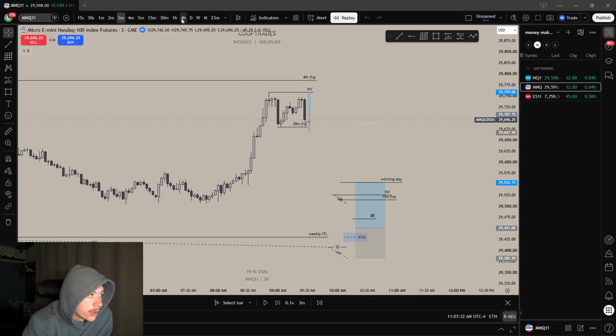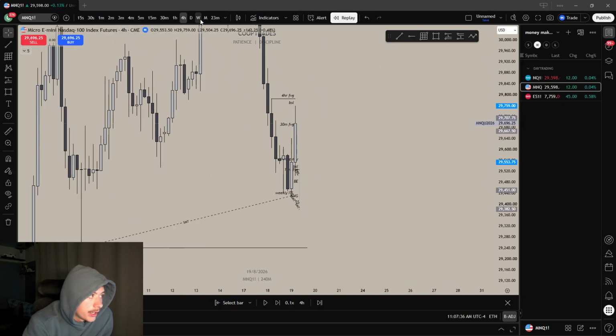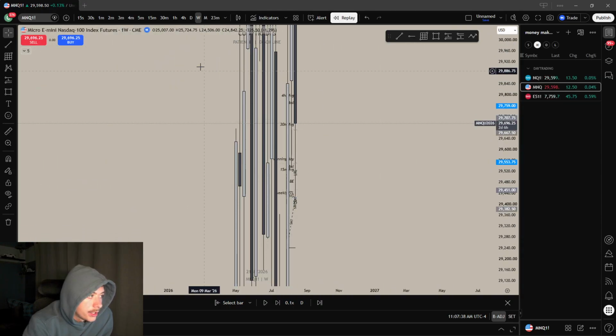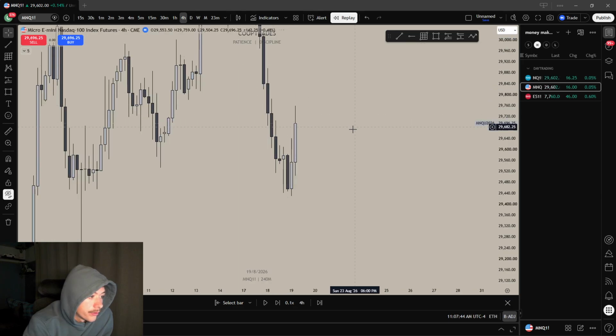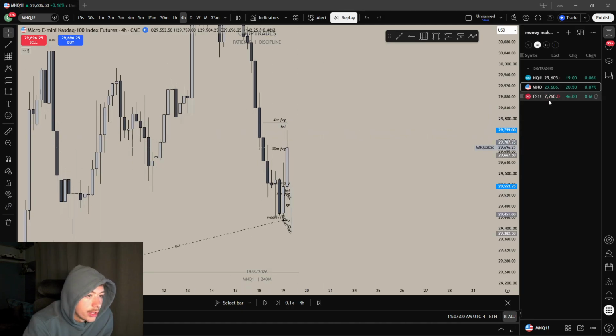So coming into market open, I had a bullish bias. We were delivering out of a weekly fair value gap right here. If we put this all away, you can see we're delivering out of this weekly gap over to the 4-hour. We can see we're clearly bearish.